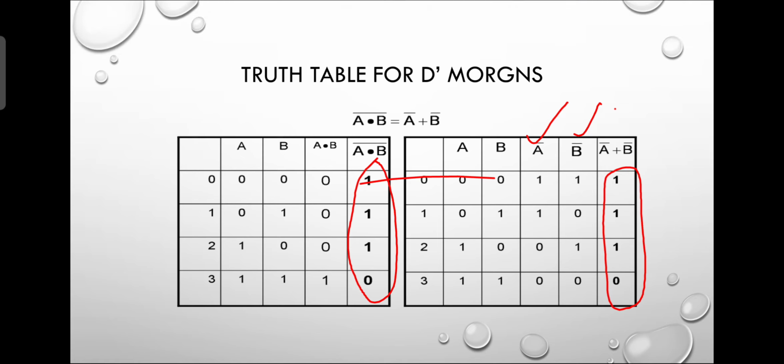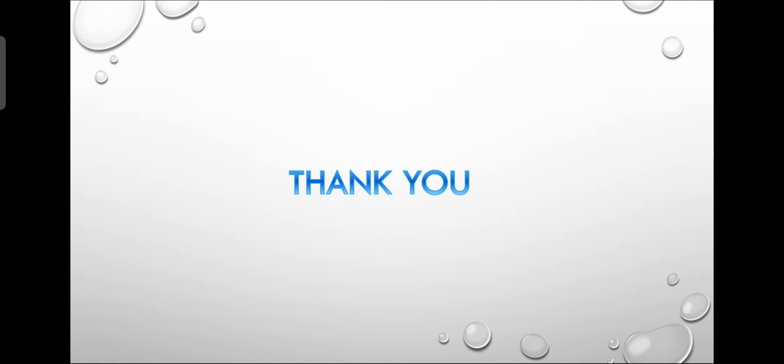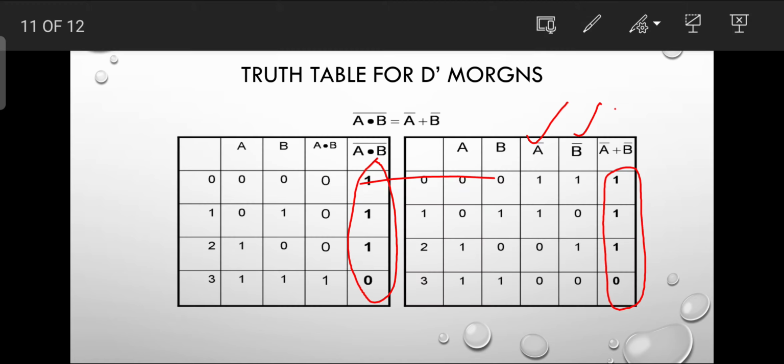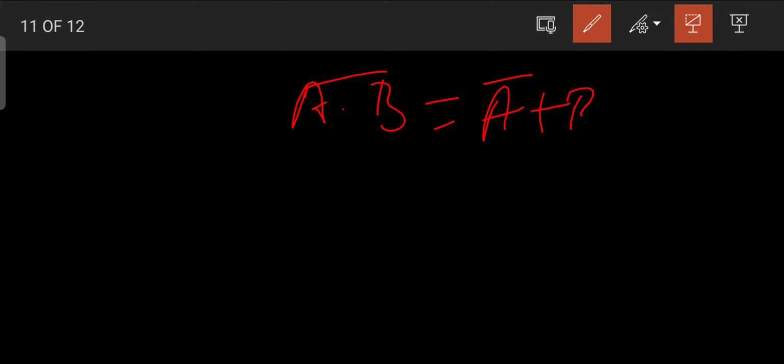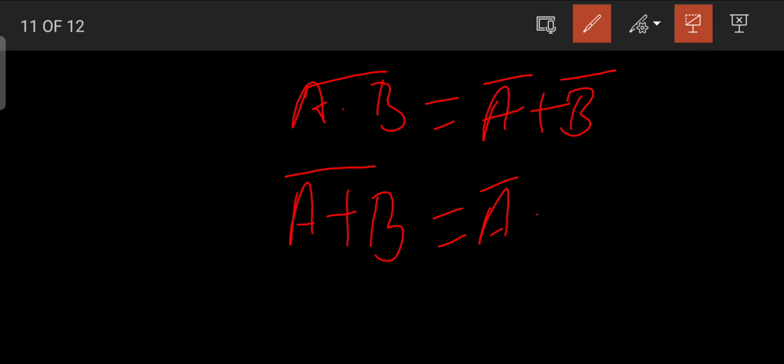From the duality, we can also prove the second part, like A plus B whole bar will be equal to A bar dot B bar. The duality says A dot B whole bar will be equal to A bar plus B bar. This is De Morgan's theorem, and we can prove this with the help of a truth table.